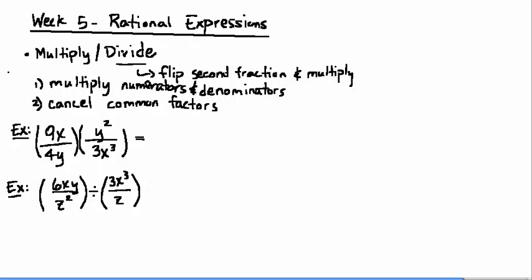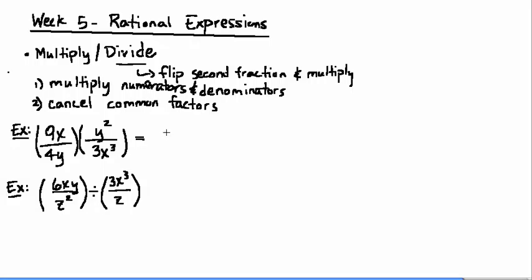When we are dividing rational expressions, it's the same as multiplication, except the first step is you have to flip the second fraction. In other words, make the numerator the denominator and the denominator the numerator, and then follow the same steps as multiplying. So we'll look at the first example where we have multiplication.